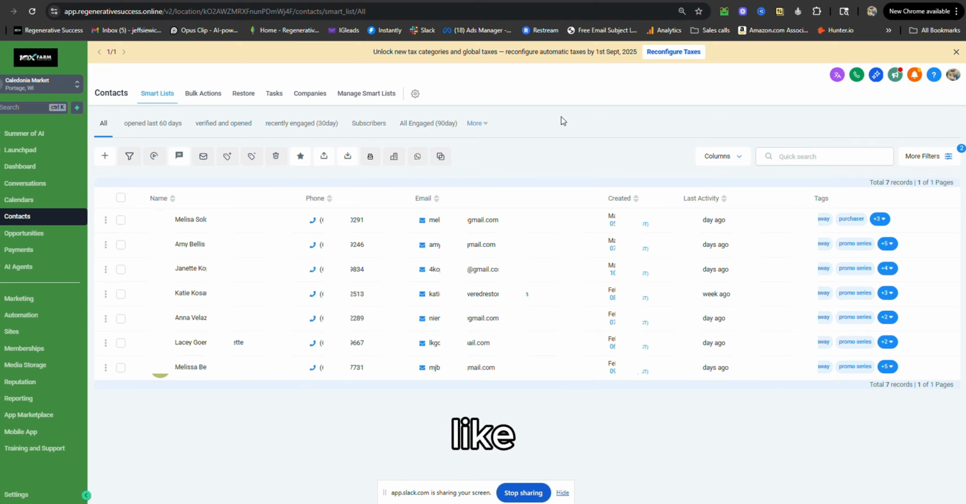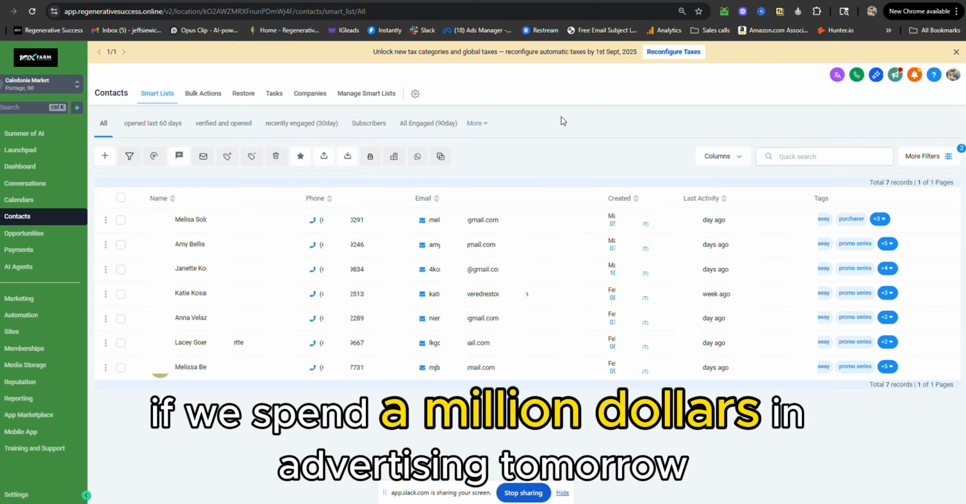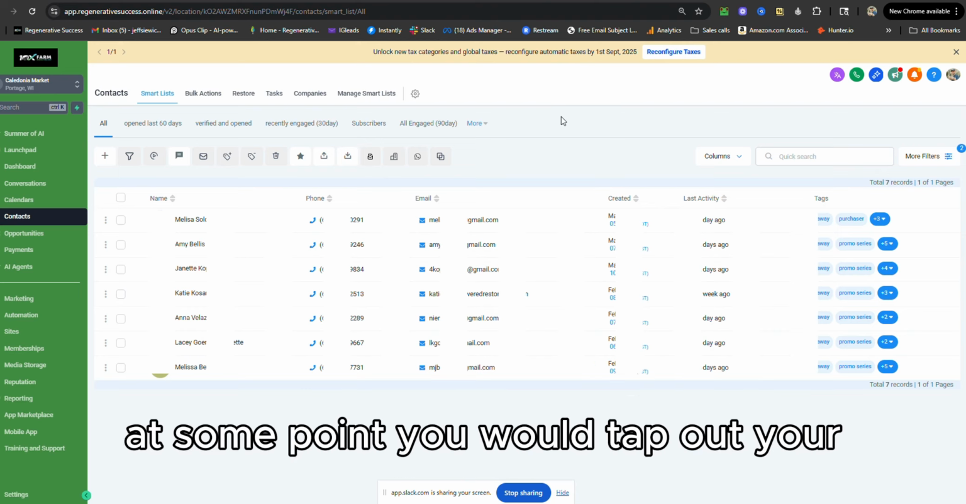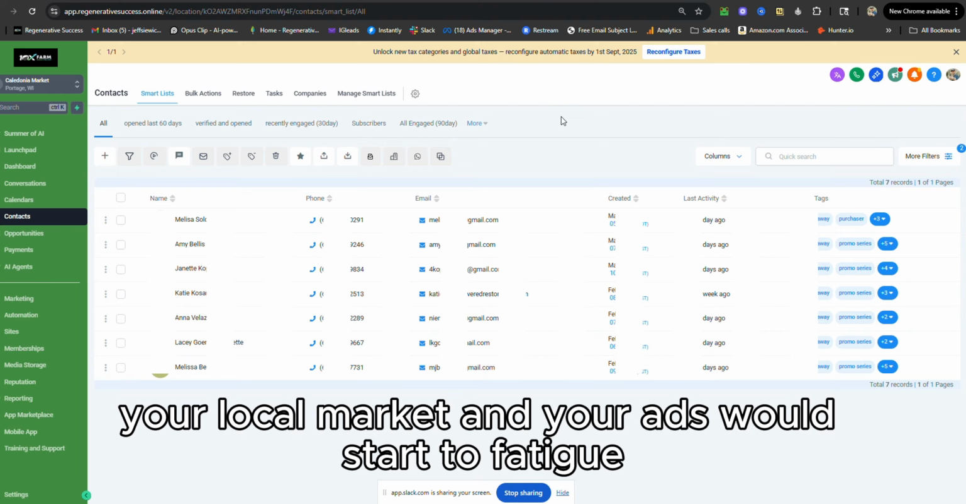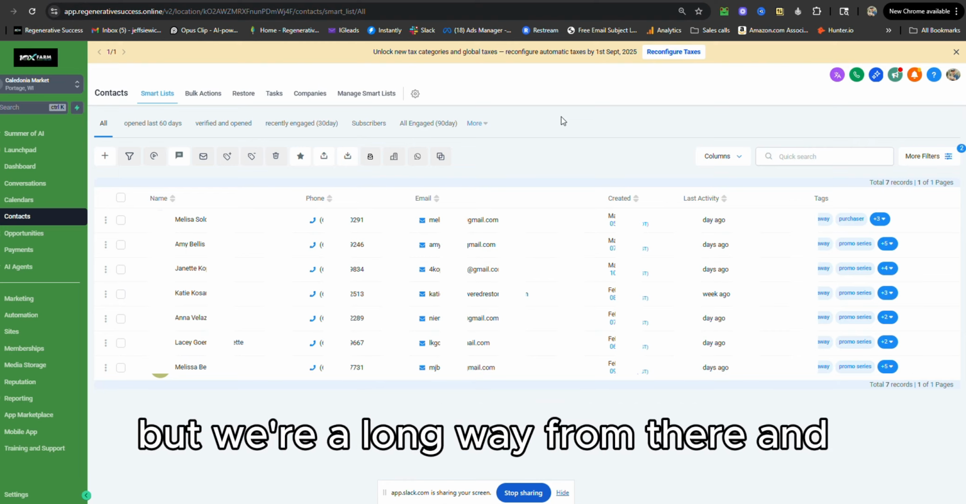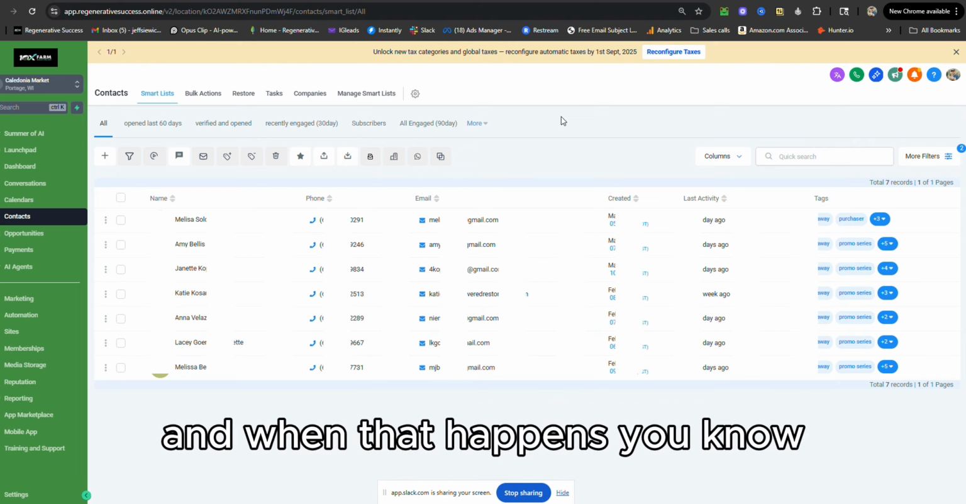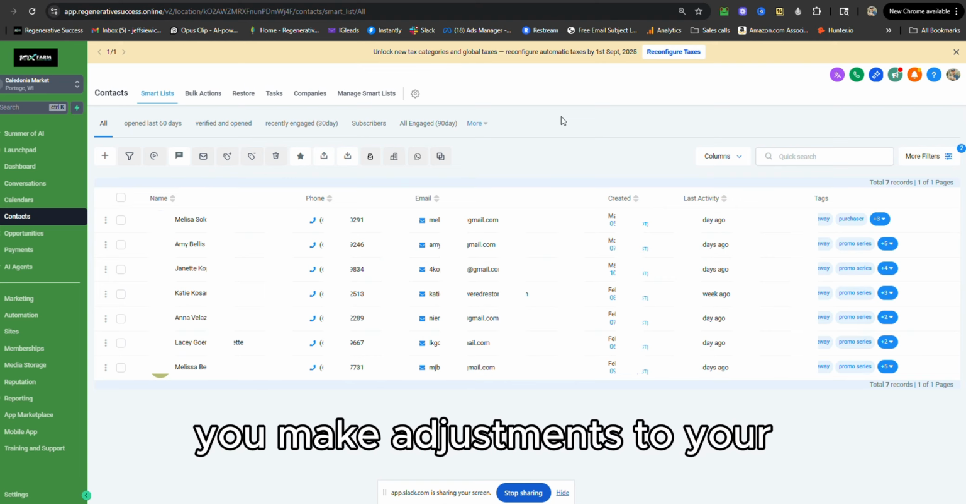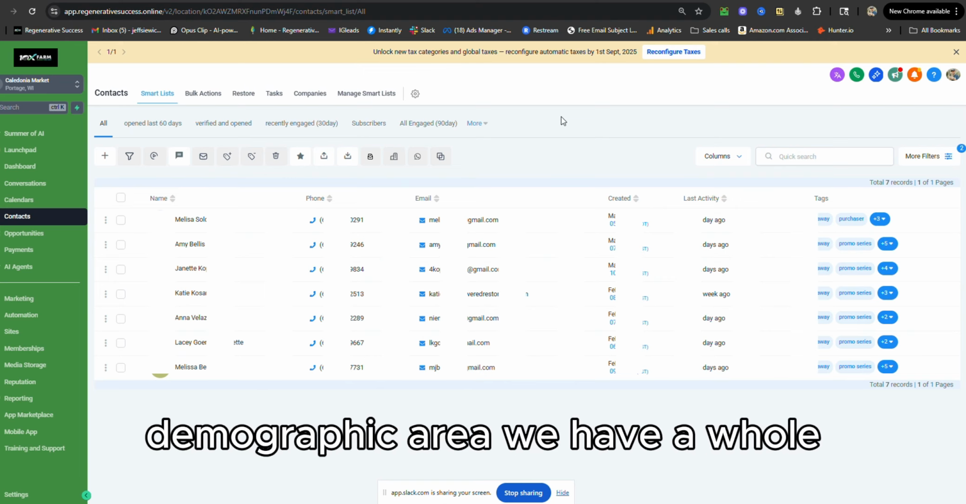There would be a cap. If we spent $1 million in advertising tomorrow, we're not getting $11 million of subscribers. At some point you would tap out your local market and your ads would start to fatigue, meaning the cost would increase significantly. But we're a long way from there, and when that happens, you make adjustments: you change up your ads, your demographics, your area.